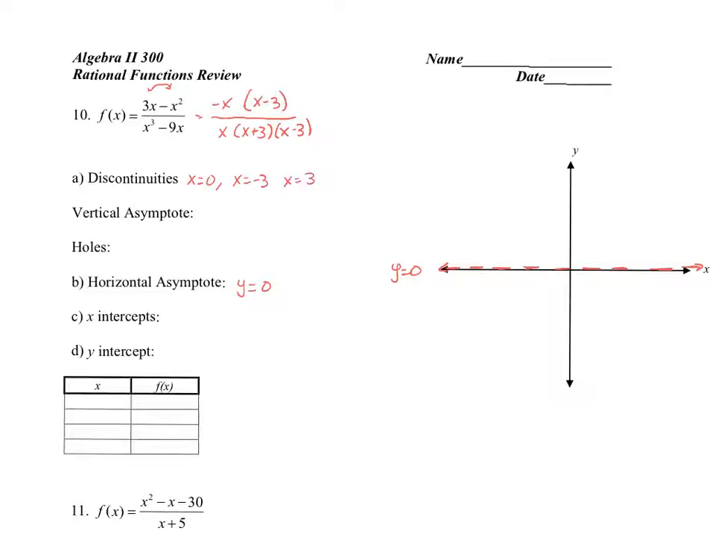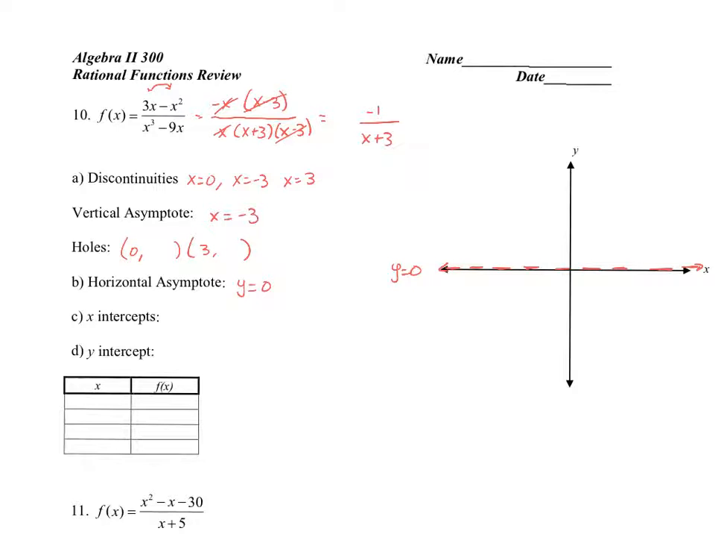And so we know we're going to have three features on the graph being either holes or vertical asymptotes, so let's identify what those are. All right, I notice that the x cancels out, so therefore there's going to be a hole where x equals 0. I notice that the x minus 3's cancel out, so I know that there's going to be a hole where x equals 3. And I notice that the x plus 3 does not cancel out, and so therefore I know there's going to be a vertical asymptote where x equals negative 3.